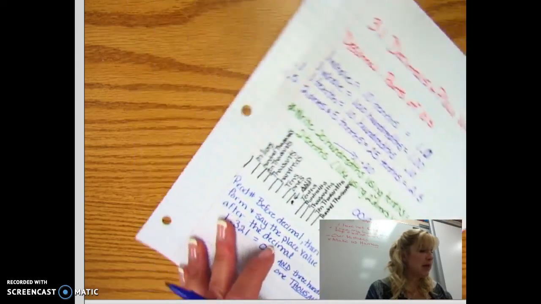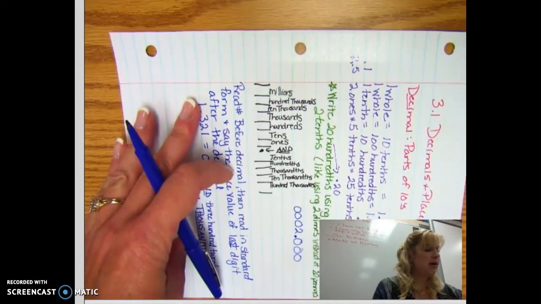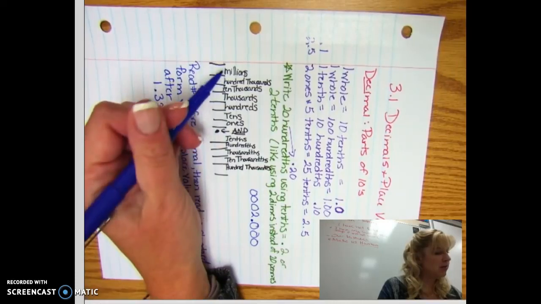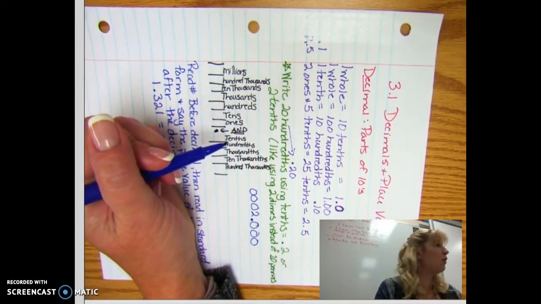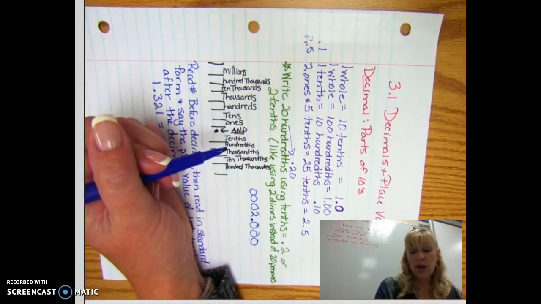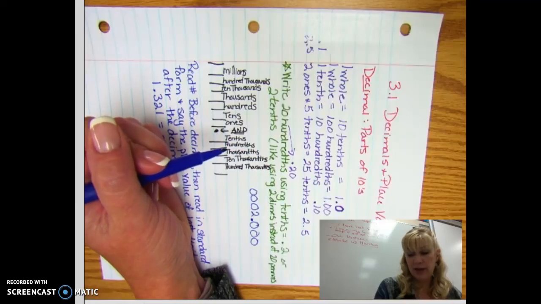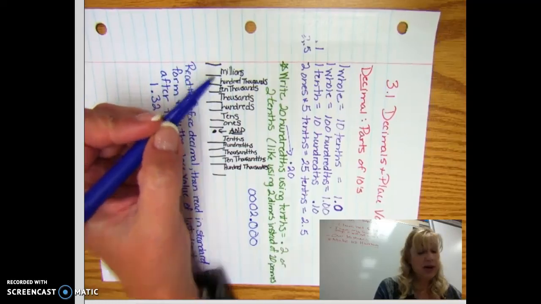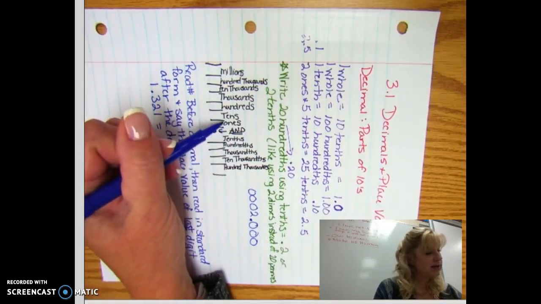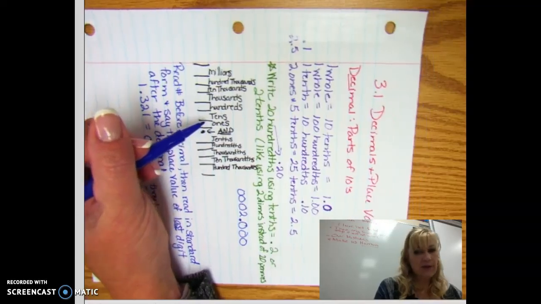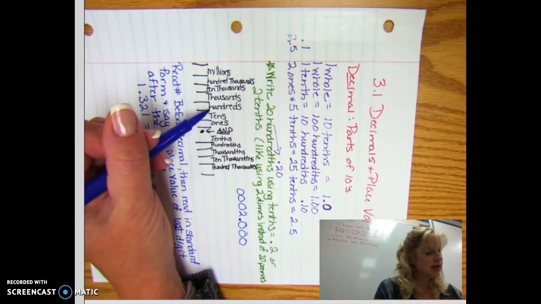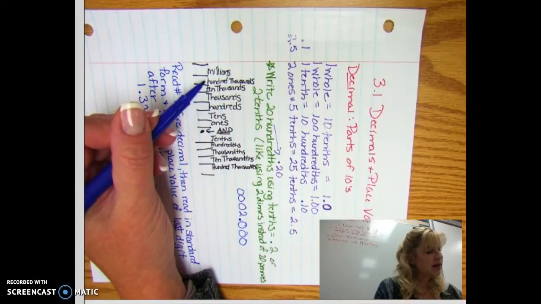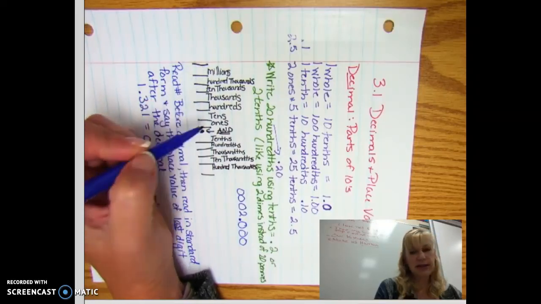I want you to take a minute right now, and I want you to copy down the place value. If you look up on my wall above the windows, you are going to see the place values up above the window. And those are there for your reference, but you really need to know the place value. And we're going to just start with the ones.